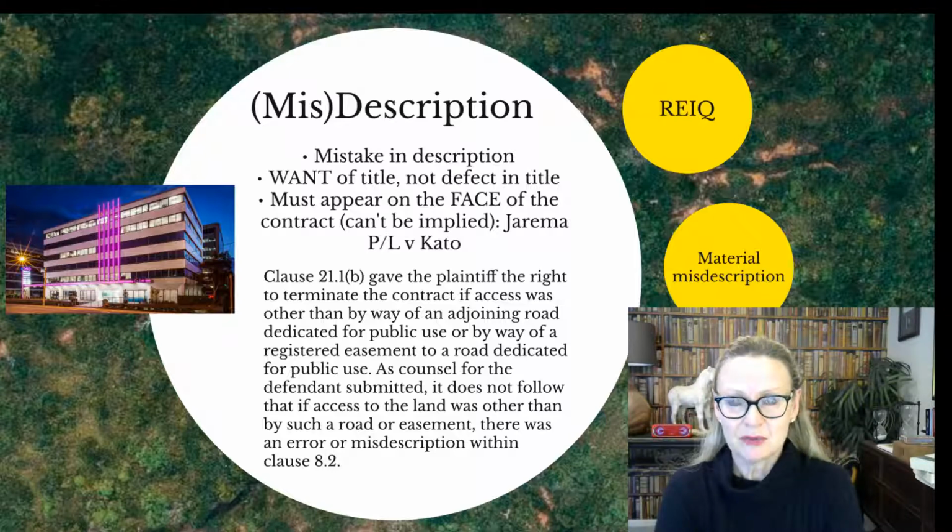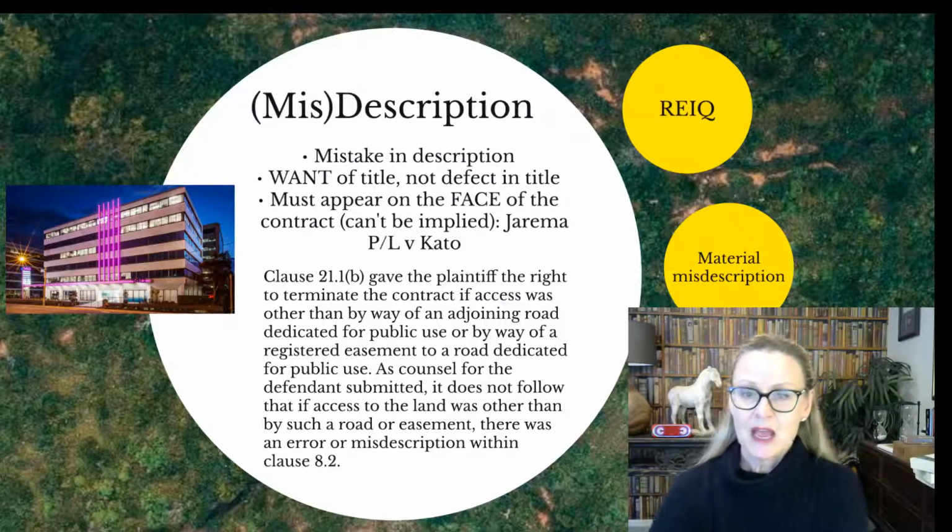Unfortunately for them, that's not the way that the court saw things, and as you can see there, they held that it doesn't follow that if access to the land was other than by such a road or easement, there was an error or misdescription. It had to be plain on the face of the contract itself. So that's the first thing to note. You have to have an actual mistake in the writing that appears on the face of the contract.